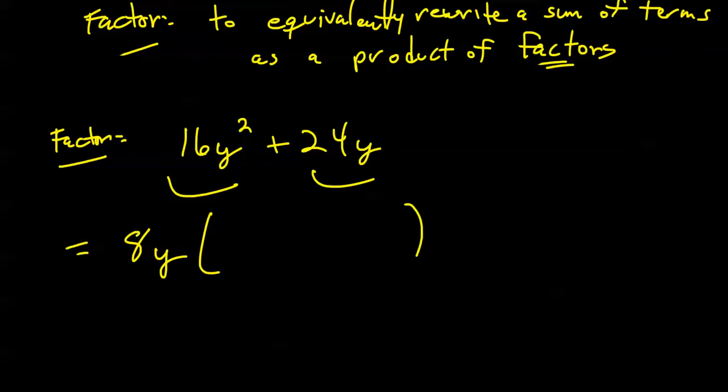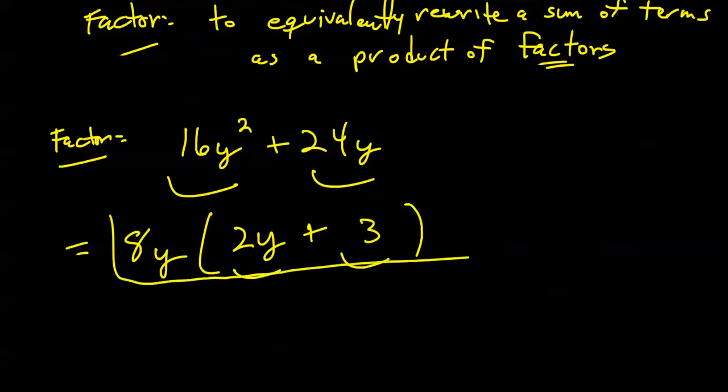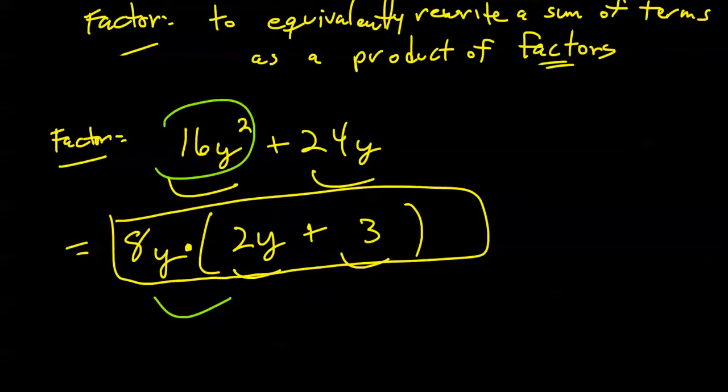And if I do, I can really work my distributive law in reverse and rewrite this expression as a product. If I factor out an 8y, what's left in this slot? It's a 2y, is it not? And if I factor out an 8y from the second term in the expression, I'm left with a 3. So I have factored. I have rewritten a sum of terms as a product of factors. Again, if you want to check, that's fine. 8y times 2y is 16y squared, plus 8y times 3 is plus 24y.